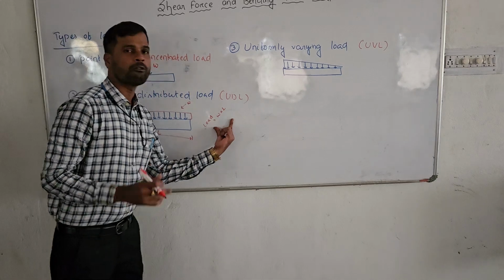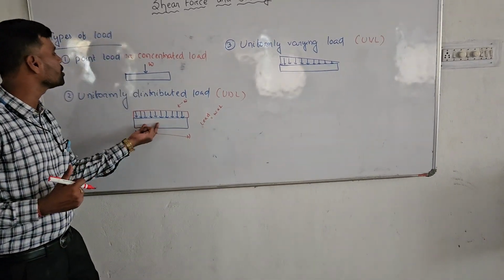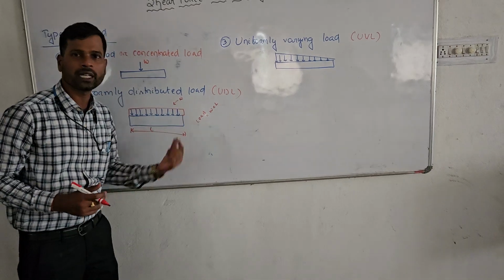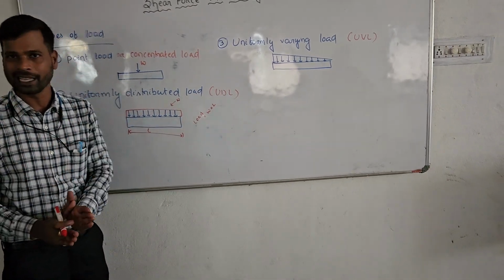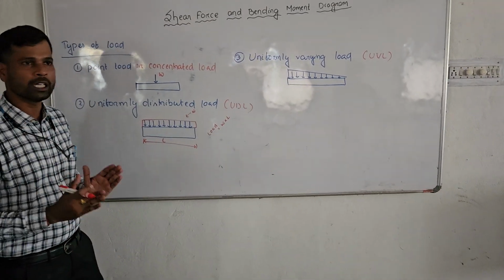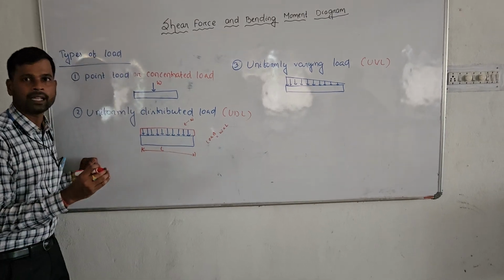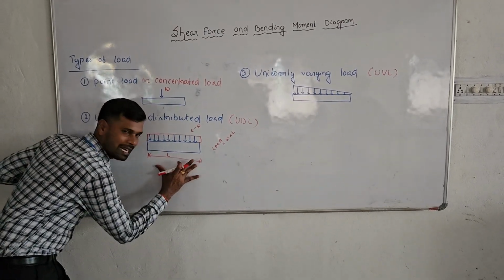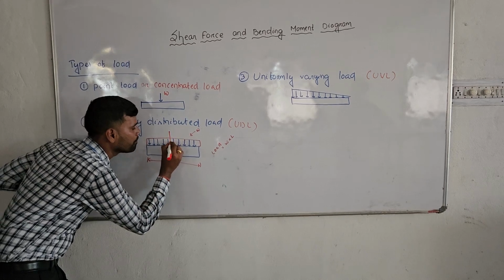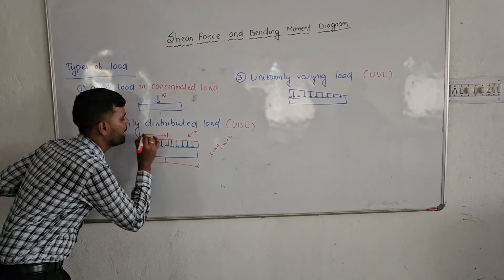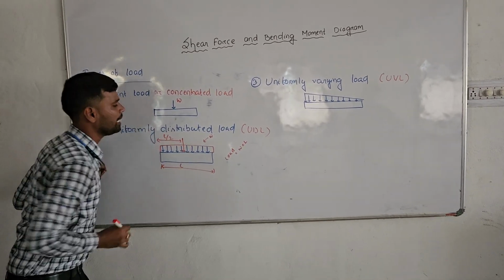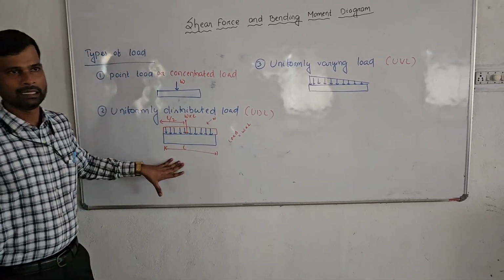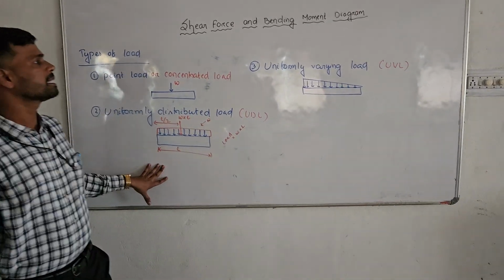By doing W into L, what are we doing? We are actually converting this uniformly distributed load into a point load. That means many loads were there, and now we are converting that into a single load. Whenever we convert it into a single load, where will the load act? The load will act at the CG point of this beam. That means if the total length is L, the load will act at a distance of L by 2. And the load amount is W into L. This is the uniformly distributed load.